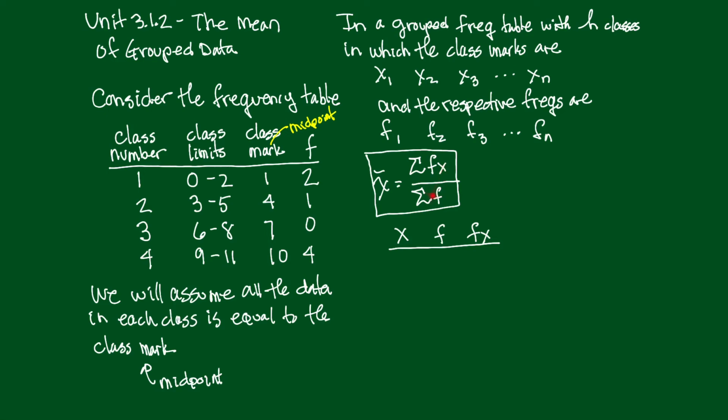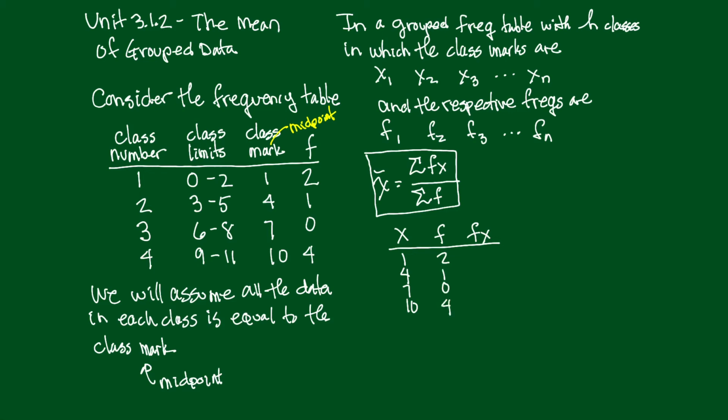Oh, I need an X. There's an X. I need an F. There's my F. And then I need the multiplication, Fx. So let's write down the X's. Now remember, the X's are the class marks, 1, 4, 7, and 10. So 1, 4, 7, and 10. The frequencies, right now our frequencies are coming right from here: 2, 1, 0, 4.